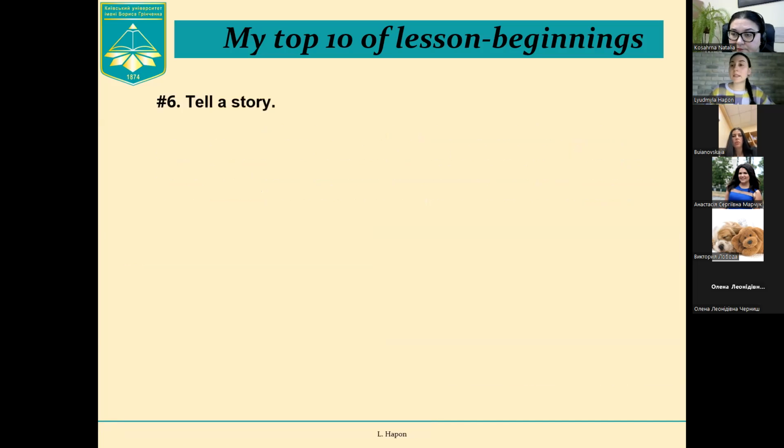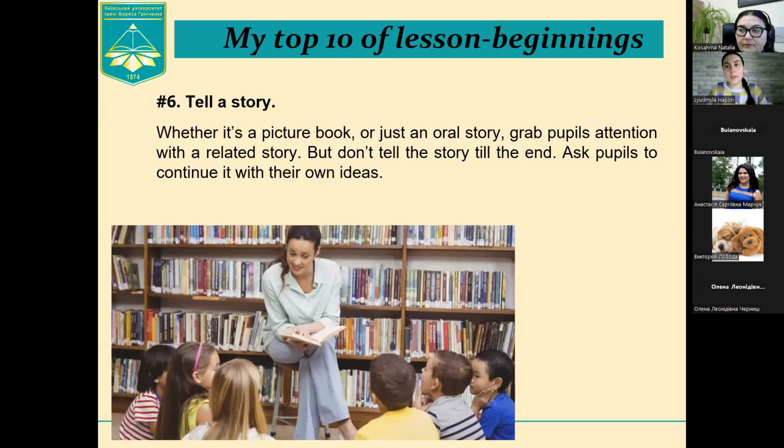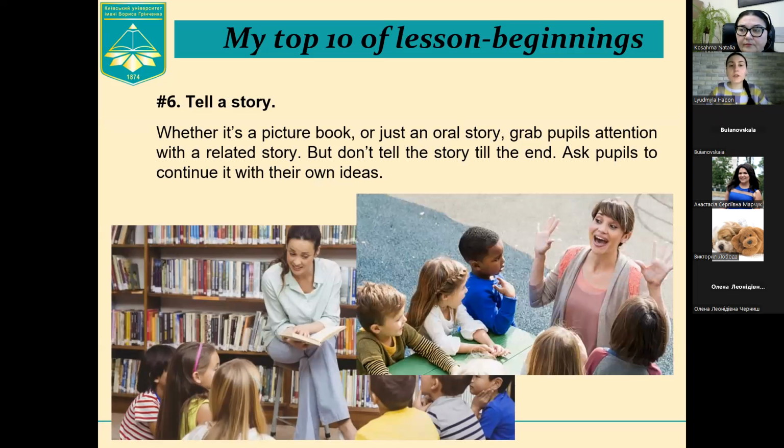The next activity is called tell a story or tell a joke, but that's not quite easy. If you just tell a story, the pupils will not be involved or even interested. And if the story is too long, they will not listen to you. So the idea is to read a story, to show a story, and do not tell it till the end. Ask pupils to continue the story with their own ideas. And again, that's a more difficult level. They have to be more attentive to understand what the story is about and provide as many ideas as possible in pairs or small groups.